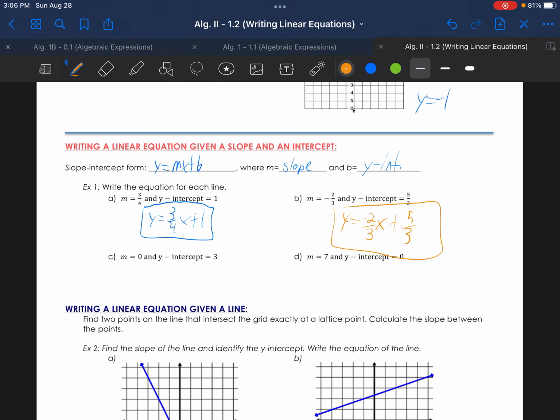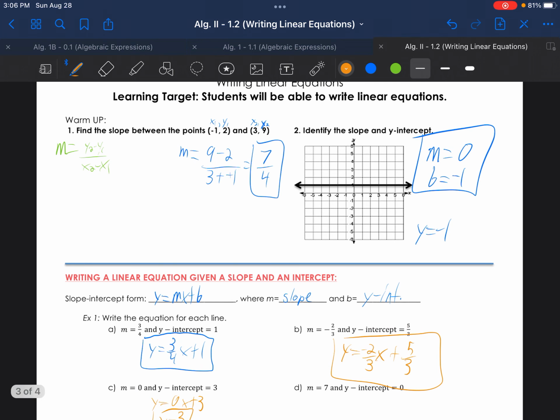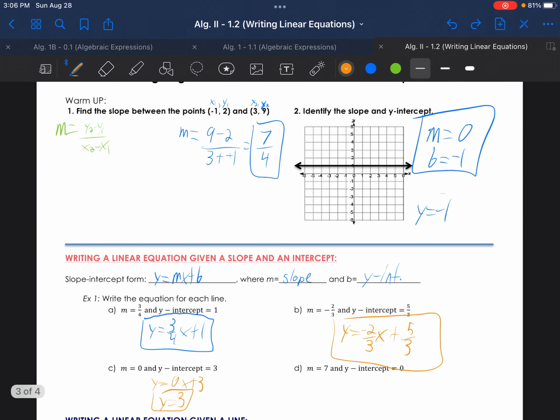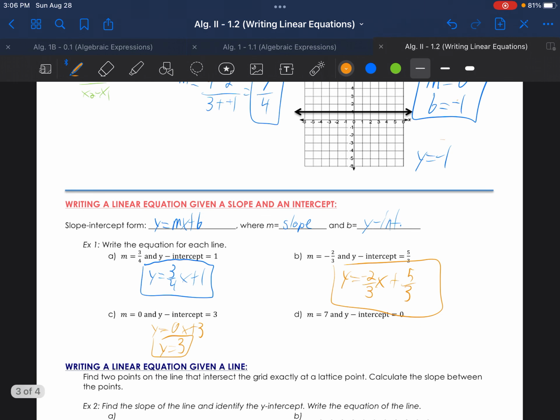Letter C, the m is 0, so a slight change there. So let's plug this in. y equals 0 times x plus 3, but we know that 0 times x is just 0, and we don't even have to write the 0 plus 3. We just write y equals 3. That would be a lot like the equation we had up here on number 2, where y equals -1 when there is a slope of 0. Whenever you have a slope of 0, aka a horizontal line, it'll always, always, always be y equals whatever number the y-intercept is, 100% of the time, and that's it.